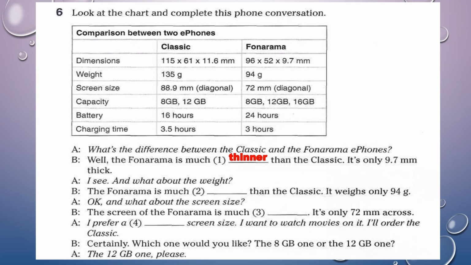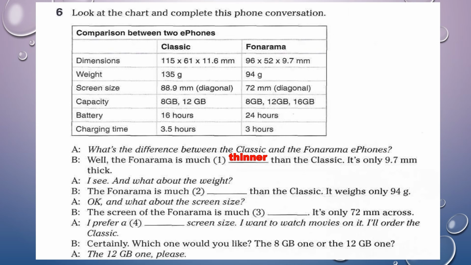Look at Phonorama, it's 96 times 52 times 9.7 millimeters. But the classic, it's 115. Look, it's bigger, it's thicker. 52 here, 61. For Phonorama, 9.7 here, 11.6. So Phonorama is thinner. It's thin, and that's why we use thinner. It's only 9.7 millimeters thick.